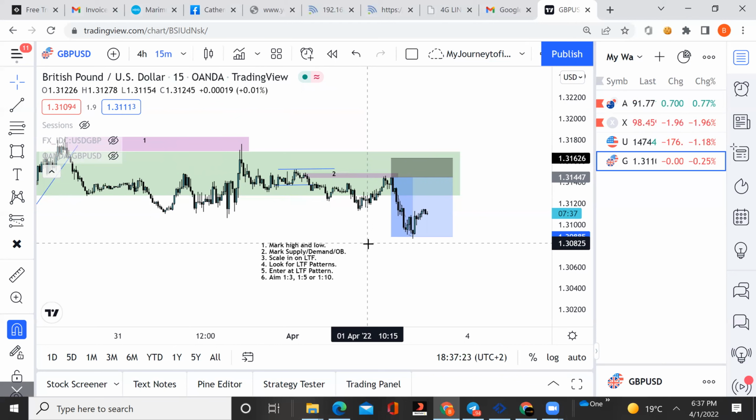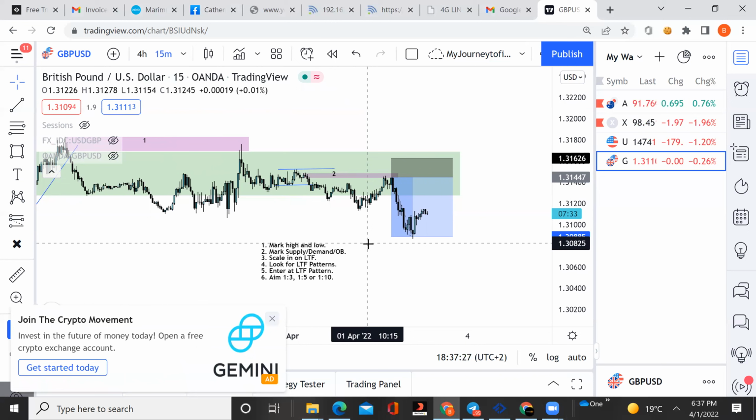If you find a daily order block, you scale in on the 1 hour. 4-hour order block, scale in on the 15 minute. 1 hour order block, scale in on the 5 minute. Then you look for the lower time frame patterns. This can be a retail pattern, or it can be a high, low, and break of structure to the downside pattern. Once you've done that, you'll enter at the lower time frame pattern, and then you aim for 1:3, 1:5, or 1:10. Remember, stop loss should be above the high.